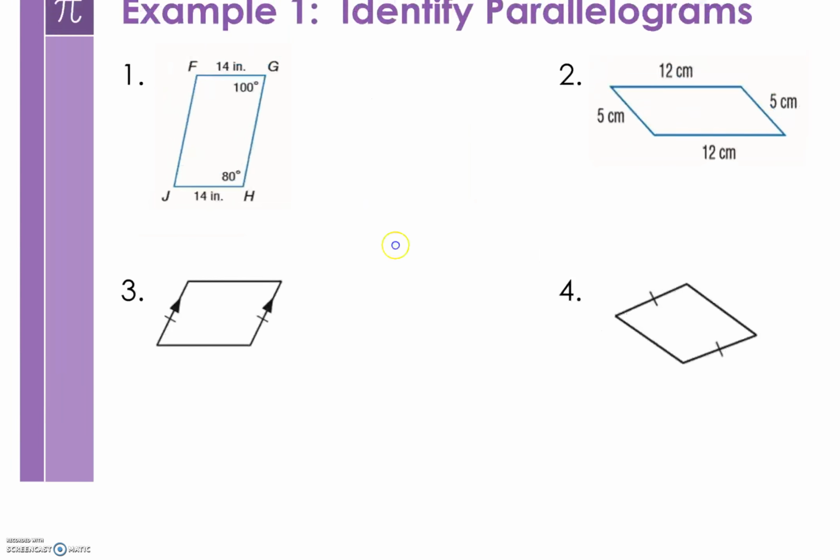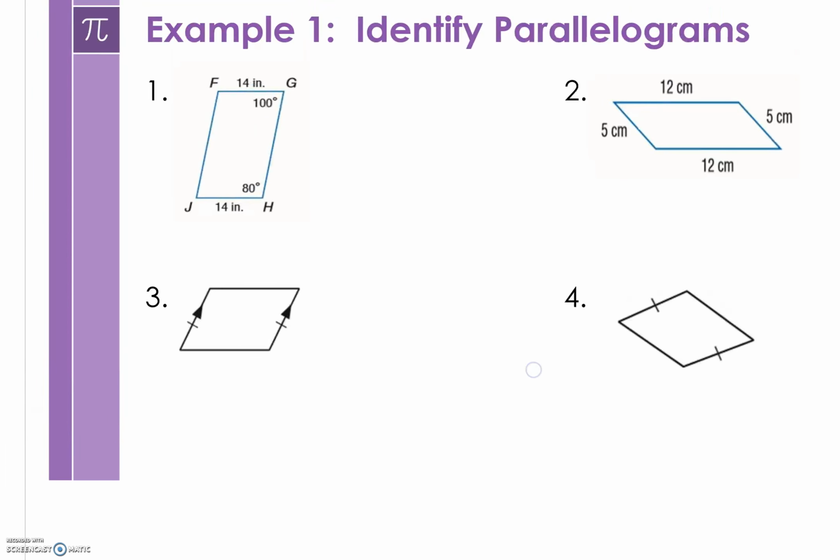So we have 4 examples here of parallelograms. The first one's a little tricky. I'm going to work that one with you a little quickly, and then I'll let you pause the video and see if you can answer whether 2, 3, and 4 are a parallelogram from the information given. All right, so I'm going to tell you that number 1 is a parallelogram, and I know that because the opposite sides are congruent. One pair of opposite sides, 14 inches and 14 inches.